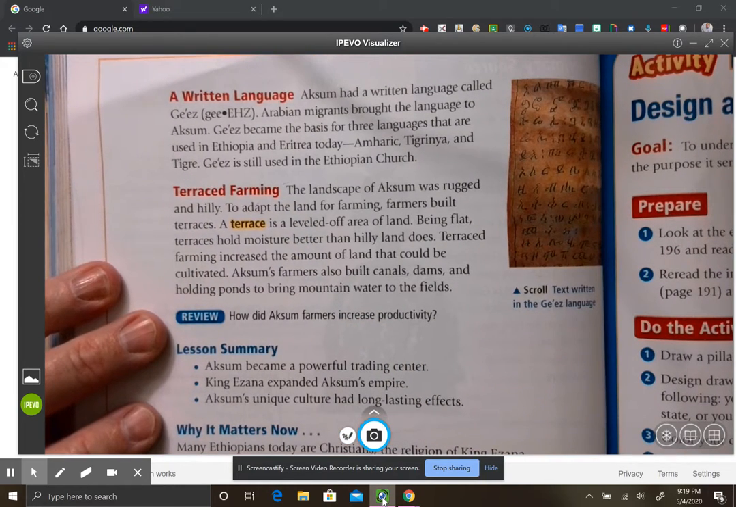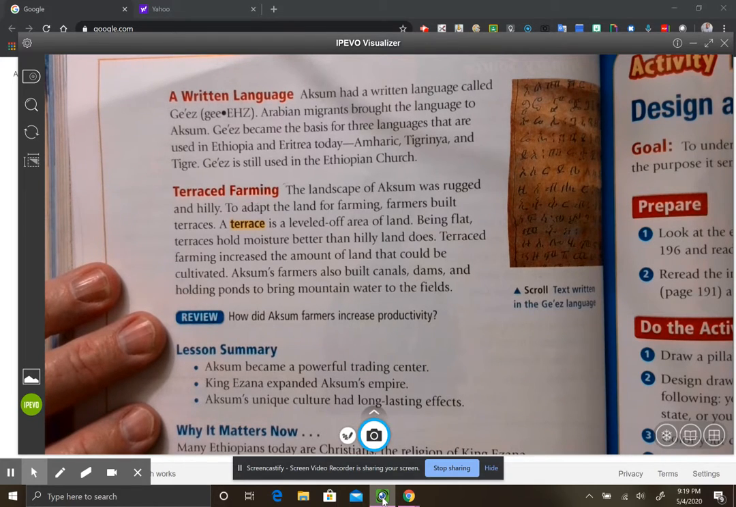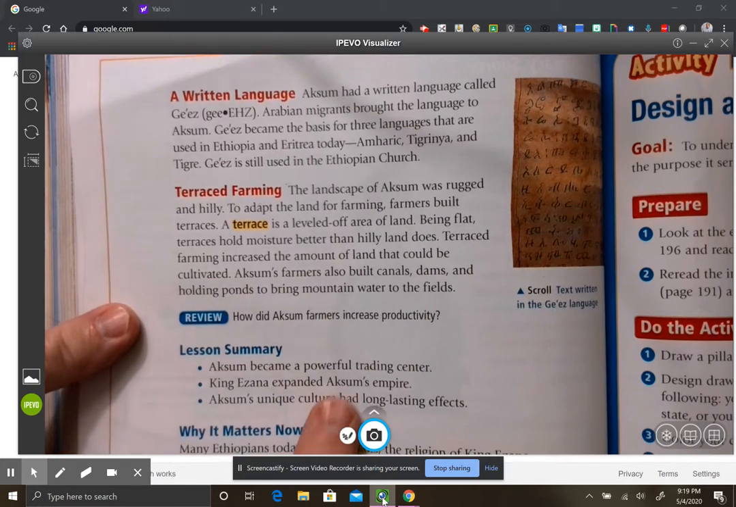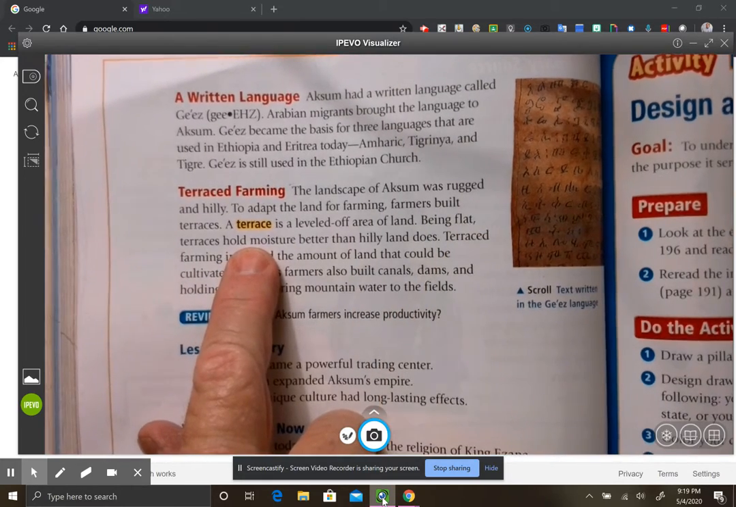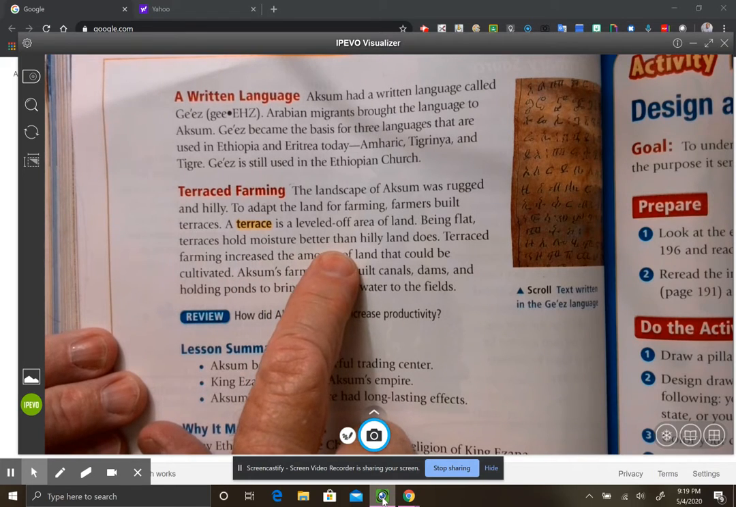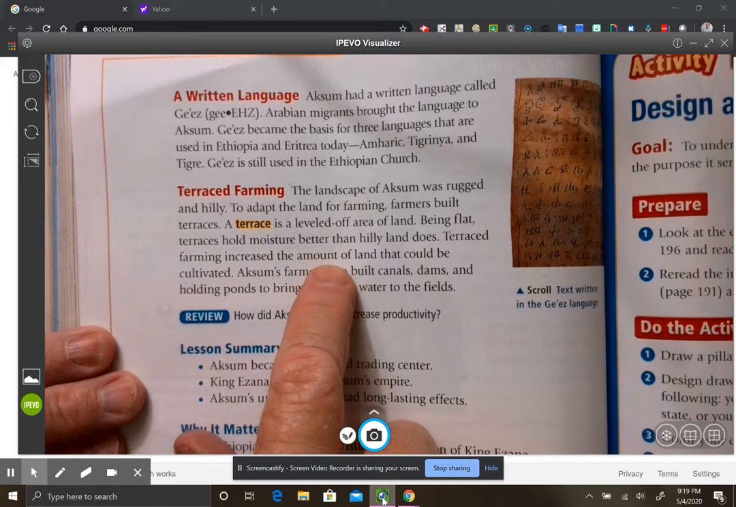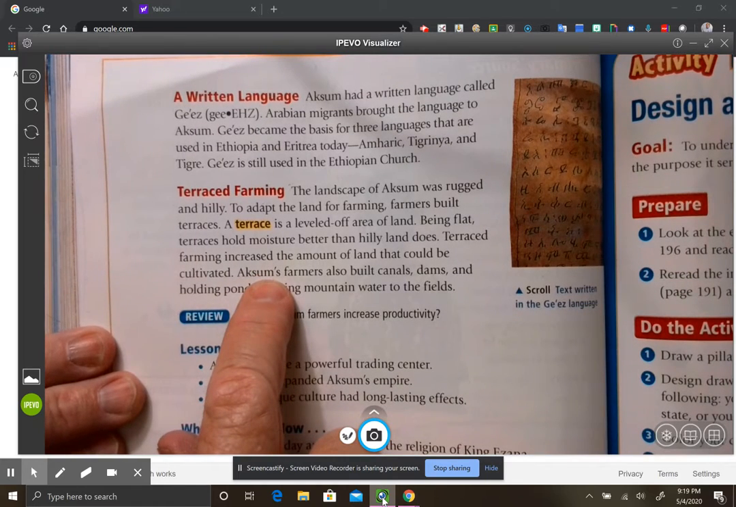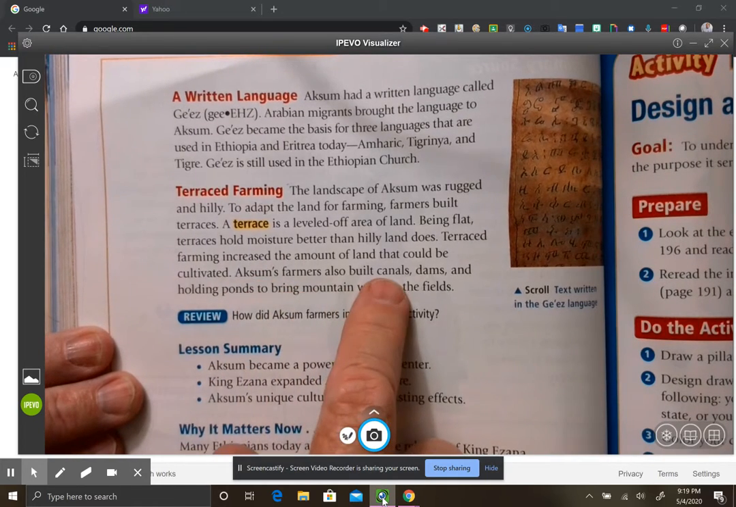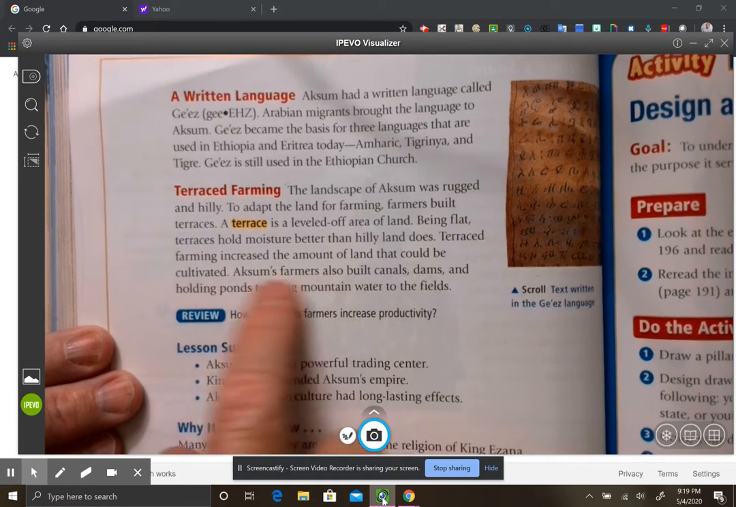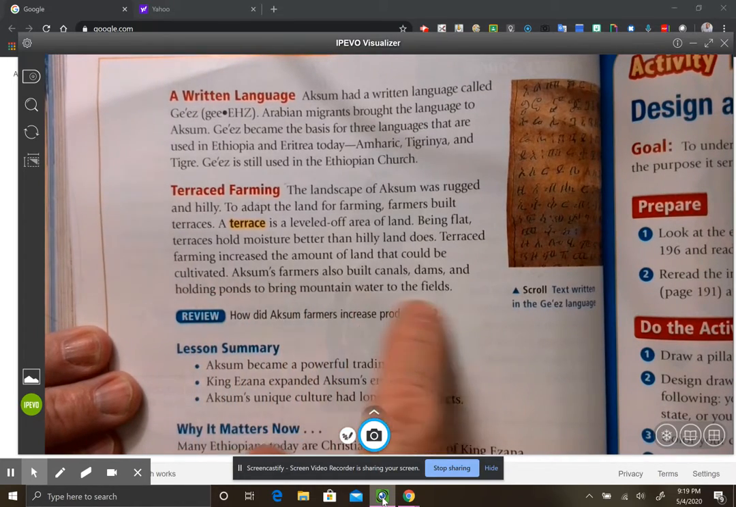The landscape of Aksum was rugged and hilly. To adapt the land for farming, farmers built terraces. A terrace is a leveled off area. And by leveled off, they mean flattened. So you make part of a mountain flat. Being flat, terraces hold moisture better than hilly land does. Terraced farming increases the amount of land that could be cultivated. Aksum's farmers also built canals, dams, and holding ponds to bring mountain water to the fields.